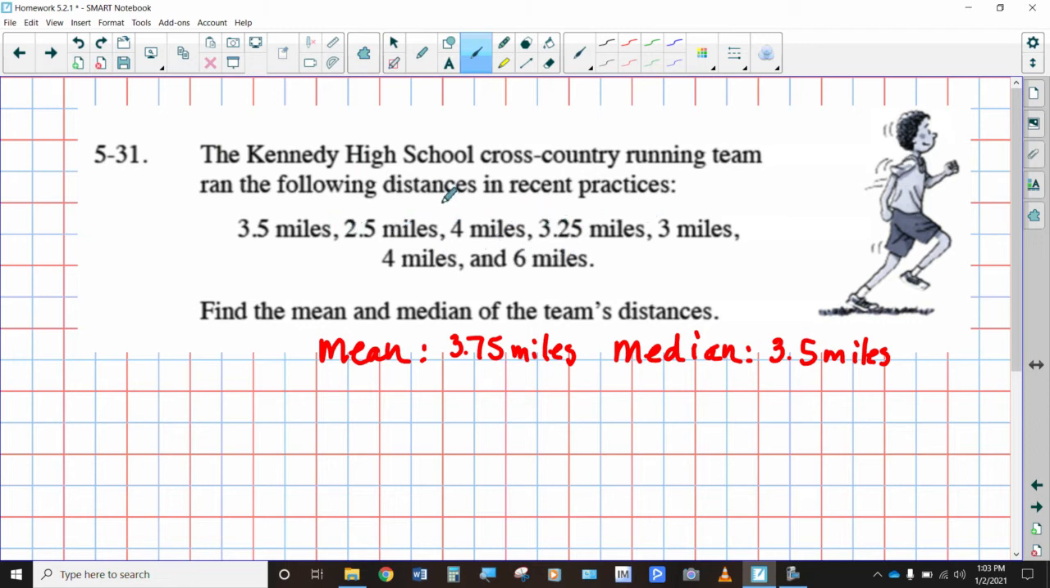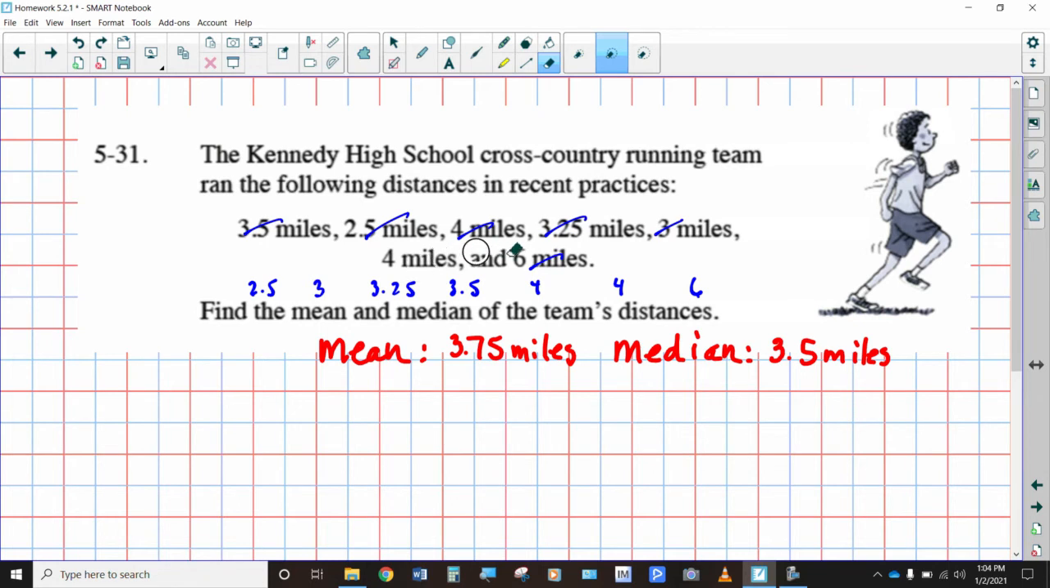So let's start by finding the median. The median is what you get when you put all of these in order from least to greatest, and you find the number that's in the middle. So I'm going to take the lowest one, which is 2.5. And the next one would be the 3. Then you got a 3.25. Then you've got a 3.5. Then you've got two 4s. And you've got a 6.